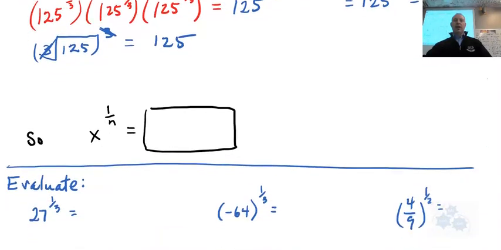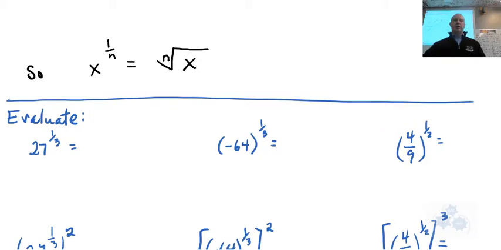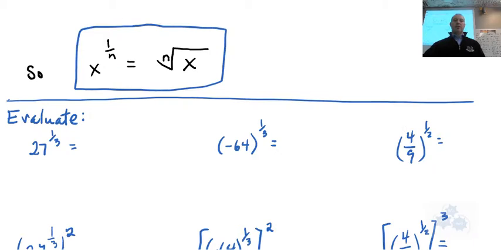So what we can say here in the black, so x to the power of 1 over n is this. The n is the index of the root. So you need to write this out. This is kind of our major rule here that we've just developed, okay? And we're going to do some examples here.